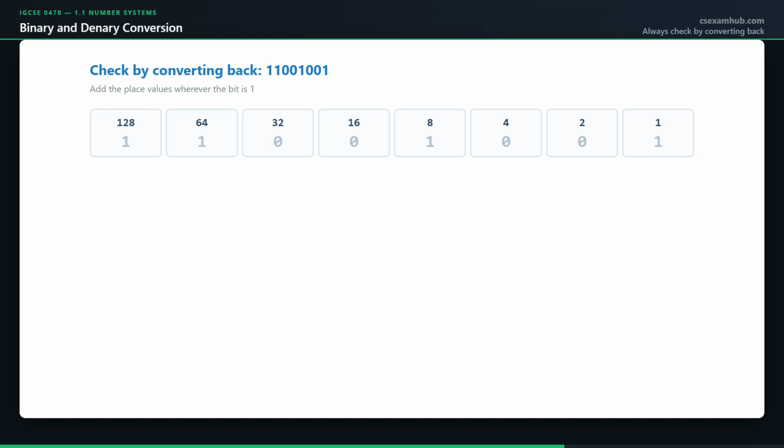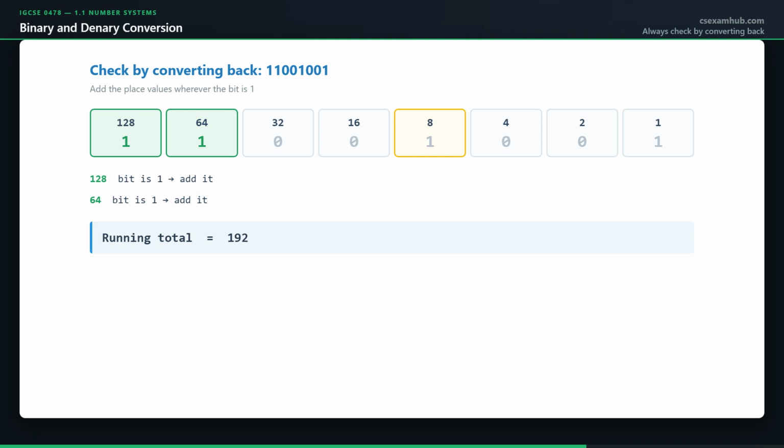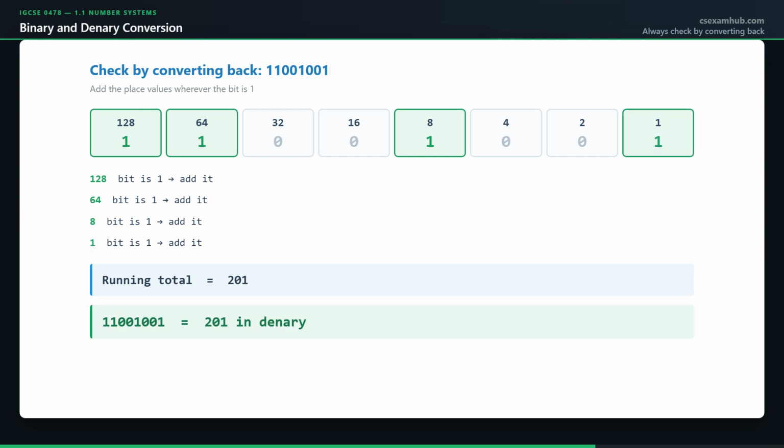When you have finished, convert your answer straight back the other way. Add up the switched on columns of 1, 1, 0, 0, 1, 0, 0, 1. 128 plus 64 is 192, plus 8 is 200, plus 1 is 201. It matches, so the answer is right. That check takes about 15 seconds and it catches almost every arithmetic slip you could make.